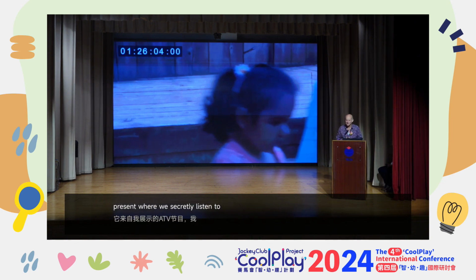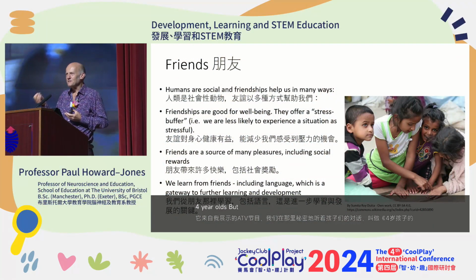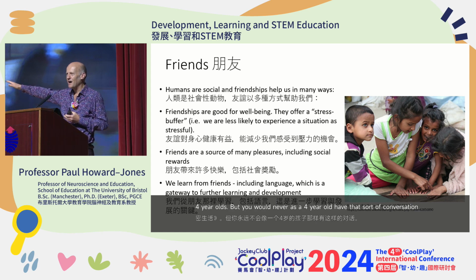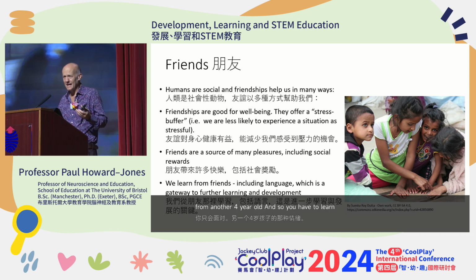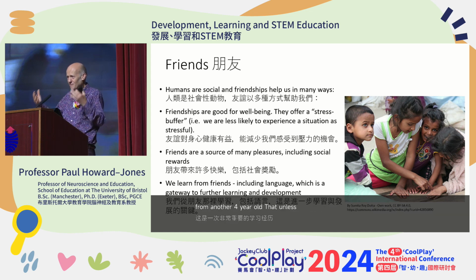Okay, so that's from a TV show that I present where we secretly listen to the conversations of children. It's called The Secret Life of 4-year-olds. But you would never, as a 4-year-old, have that sort of conversation and interaction with an adult. You would only ever face that level of emotionality from another 4-year-old. And so you have to learn to deal with that, and that's a really important learning experience. Unless you can regulate your own emotion, you can't really expect the other person to be regulating that emotion either.